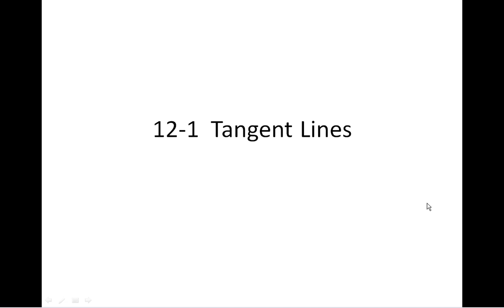Welcome to the last unit of the year. We're going to finish up by talking about circles. Today we're going to look specifically at tangent lines.